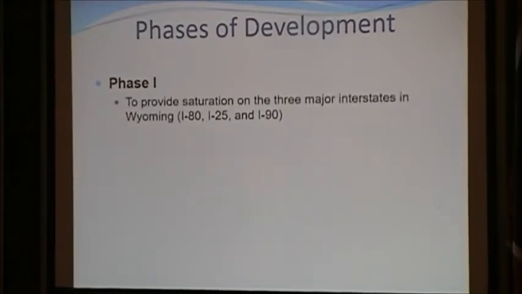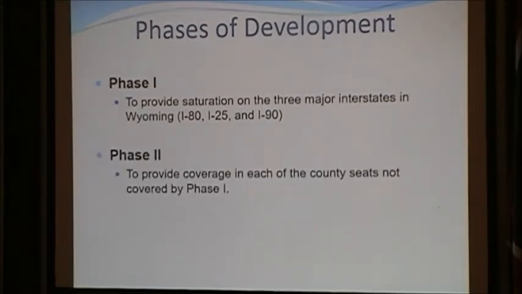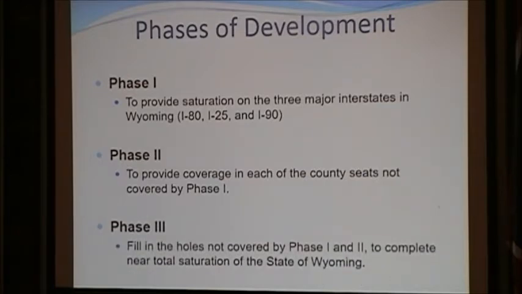Our phases of development, we've divided into three phases. Phase 1 is to provide saturation on the three major interstates in Wyoming, of course, I-80, I-25, and I-90. Phase 2 is to provide coverage in each of the county seats not covered by phase 1. And lastly is phase 3, and that is to fill in the holes not covered by phases 1 and 2. Its goal, ultimately, at phase 3, is to provide near total saturation in the state of Wyoming. So that's our ultimate goal.